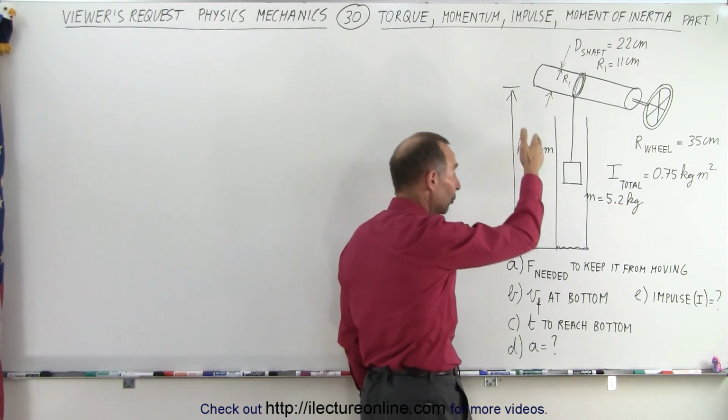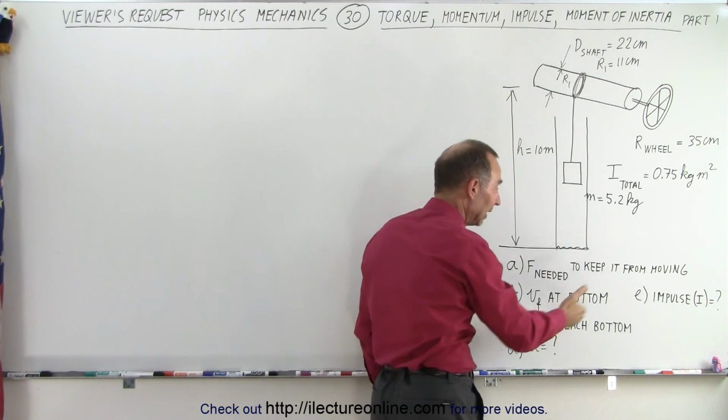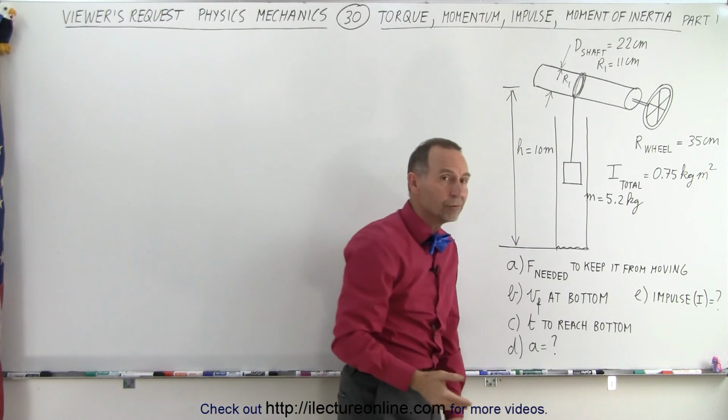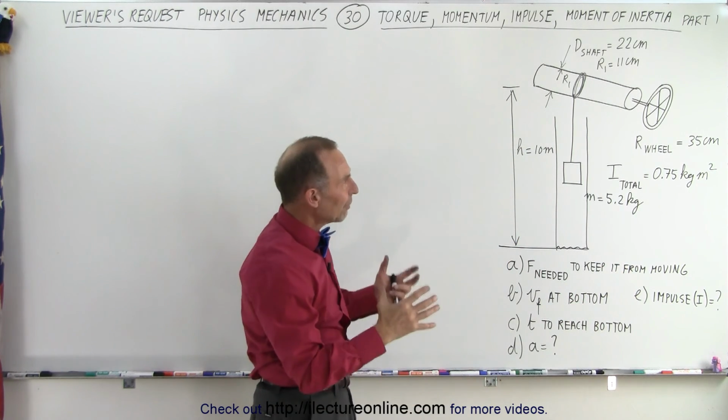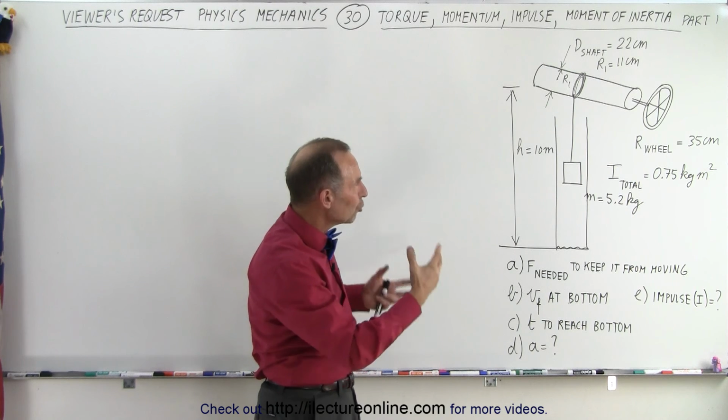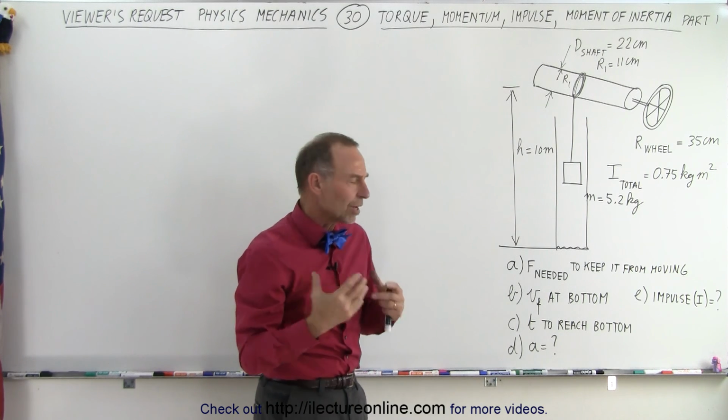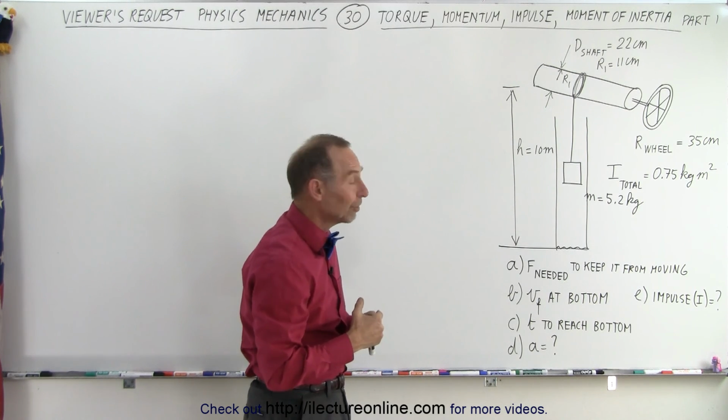Then we need to know the acceleration on the way down. And finally, the impulse. Wow. It seems kind of odd because typically impulse is not used on a problem like this. So they really are trying to make us think of how to go about solving this problem.